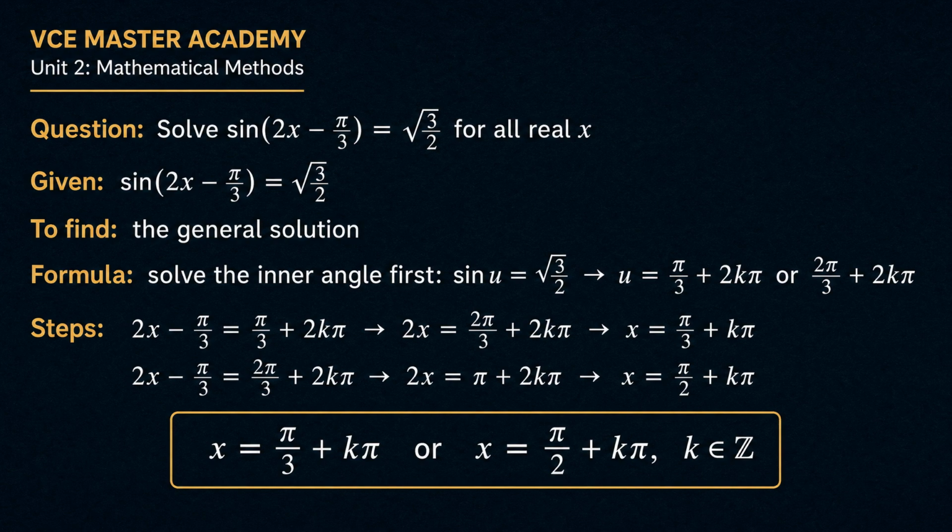2x equals 2 pi over 3 plus 2k pi. Divide everything by 2. And I mean everything. 2k pi over 2 is k pi. So x equals pi over 3 plus k pi.